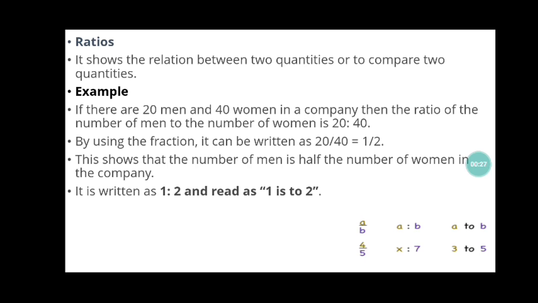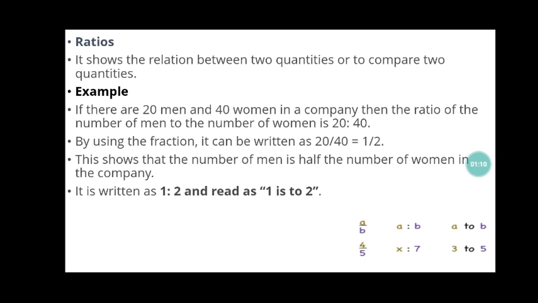Its proper definition is that it shows the relation between two quantities, or it compares two quantities. You will see an example that compares them, and then you can understand the full meaning of ratio. Now let us start with the example. If there are 20 men and 40 women in a company, then the ratio of the number of men to the number of women is 20:40, right? Using a fraction, it can be written as 20/40.